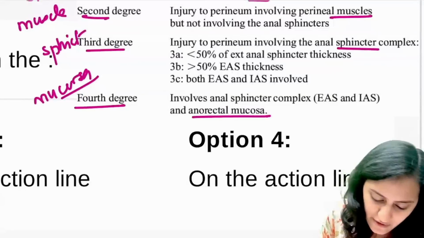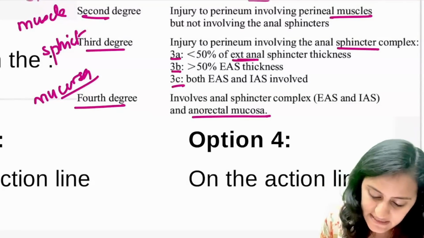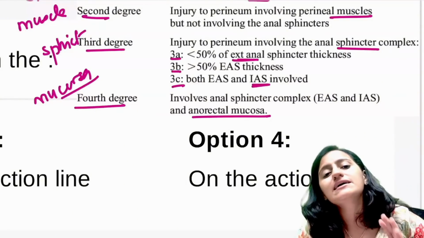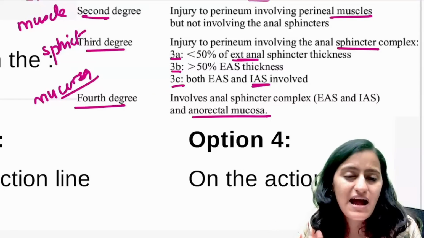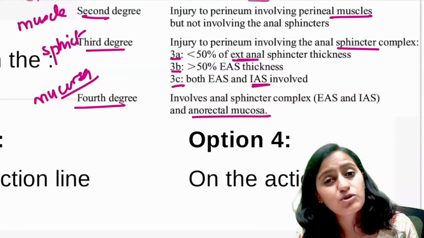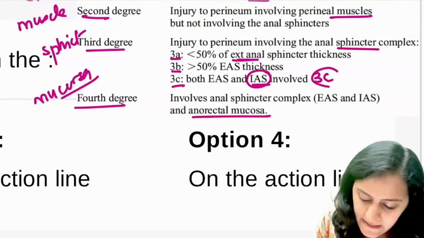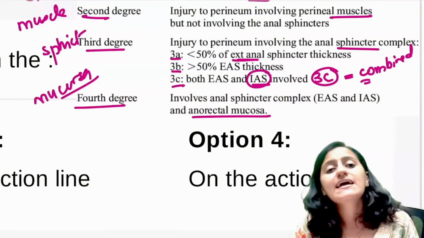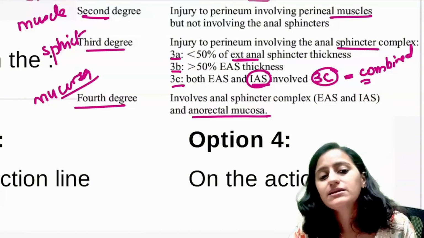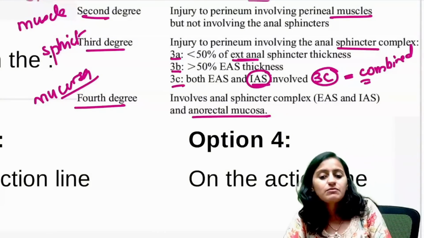Even in third degree, you have 3A, 3B, 3C. What is affected first is the external sphincter. बाद में 3C में आता है internal sphincter. So in 3A, it is less than half of the external sphincter. If it is more than half, it is 3B. If the internal sphincter is also gone, then it is 3C. Remember, C is combined. External plus internal both gone, then it becomes 3C. Is this clear with everyone?